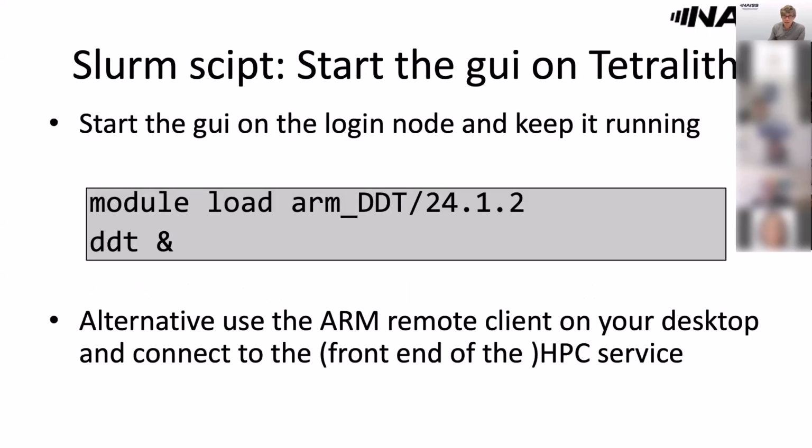The next thing I would like to discuss is how to start the GUI on Tetralead in a job script. You start the GUI on the login node and keep it running. This is a small lightweight GUI. It shouldn't affect anyone else. So on the front end, module load arm ddt, and then you can put DDT and an ampersand such that you get control back, and then the GUI will open if you're on top of your X forwarding.